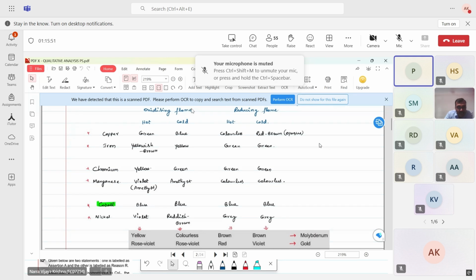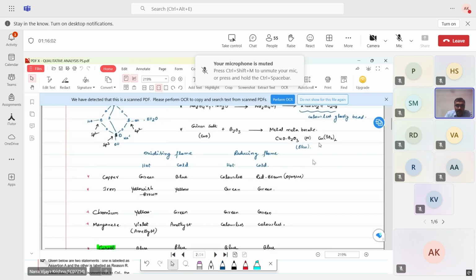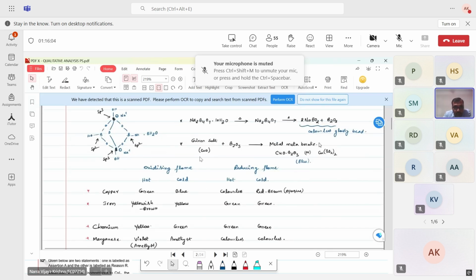Non-luminous, right? Reducing flame is luminous. So what is the color? Green, blue, colorless, reddish brown, right? Now observe here. Copper oxide with B2O3, you get CuO plus B2O3, or CuBO2 twice. Here copper is in +2 state.